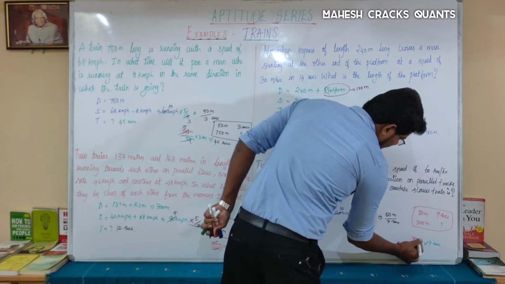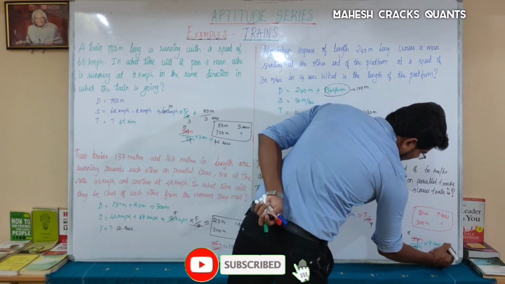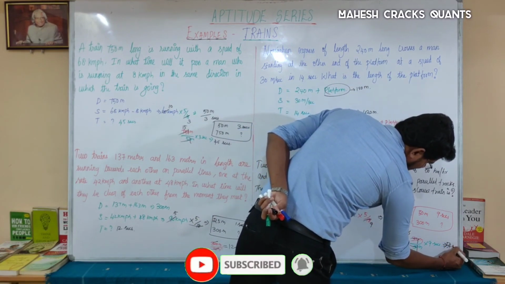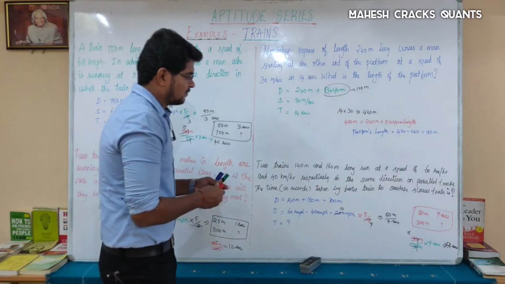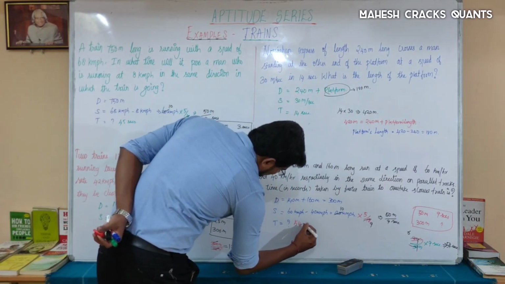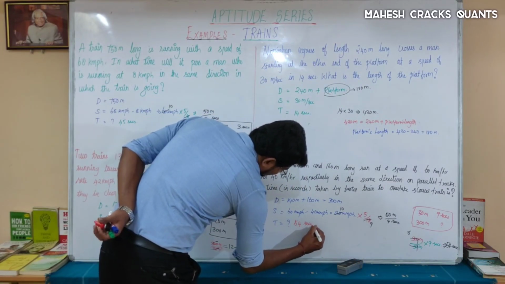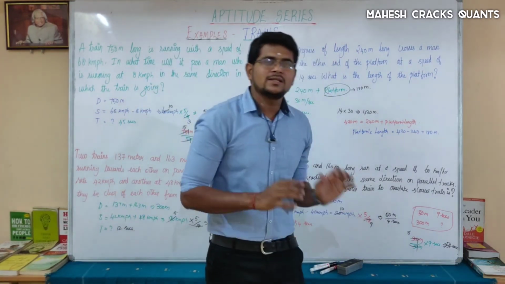So cancel 0 and 0. How many times of 5 is there in 30? 6 times. 6 into 9, 54 seconds. So the answer for this question is 54 seconds. 9 into 6 is 54 seconds. So the faster train takes 54 seconds to overtake the slower train. That's all the examples now.